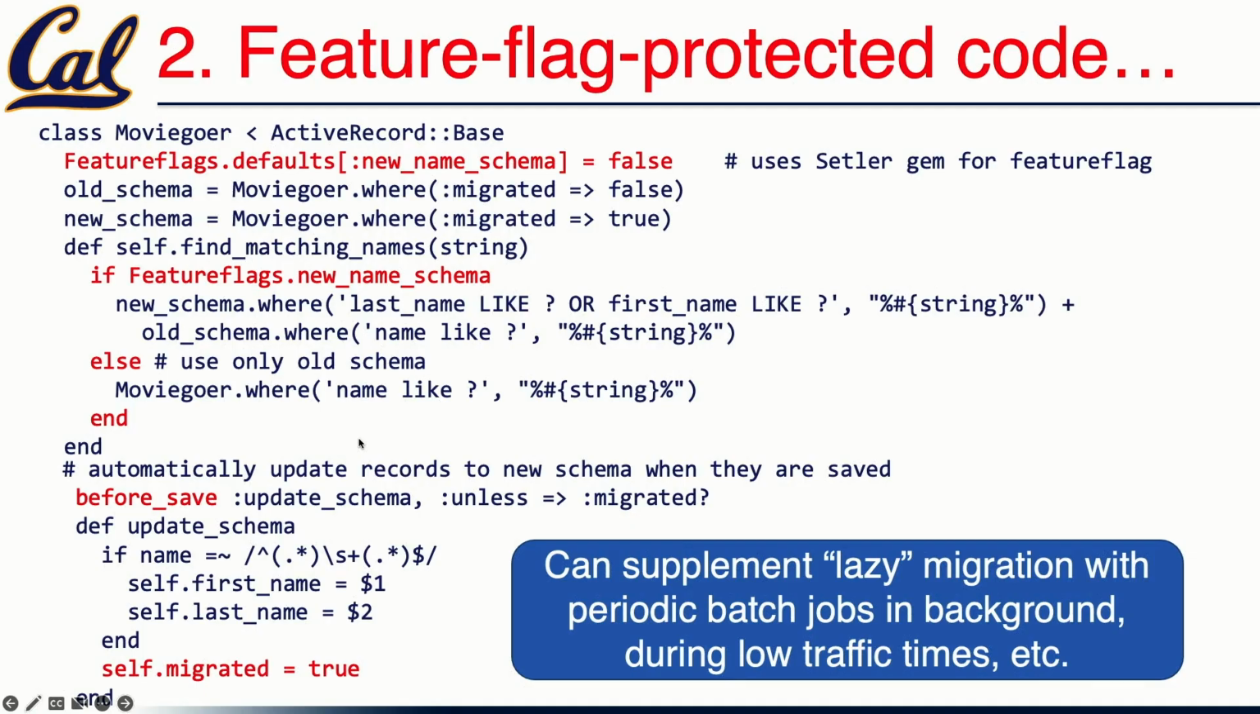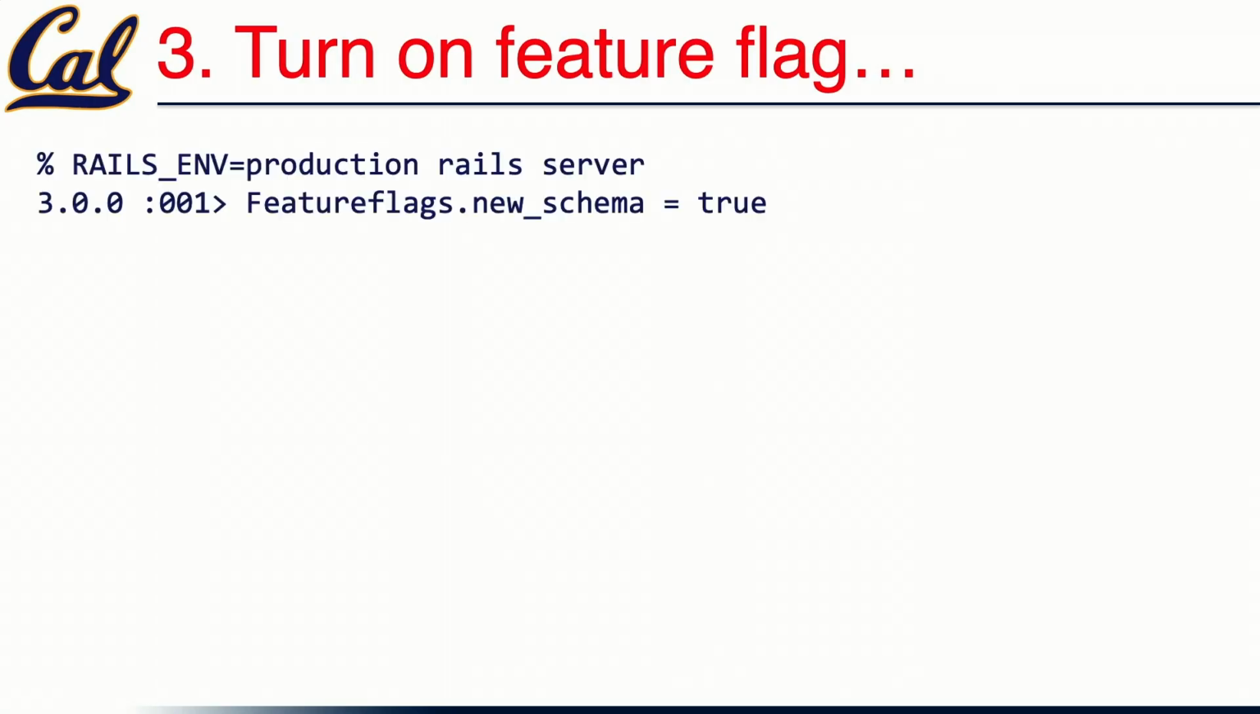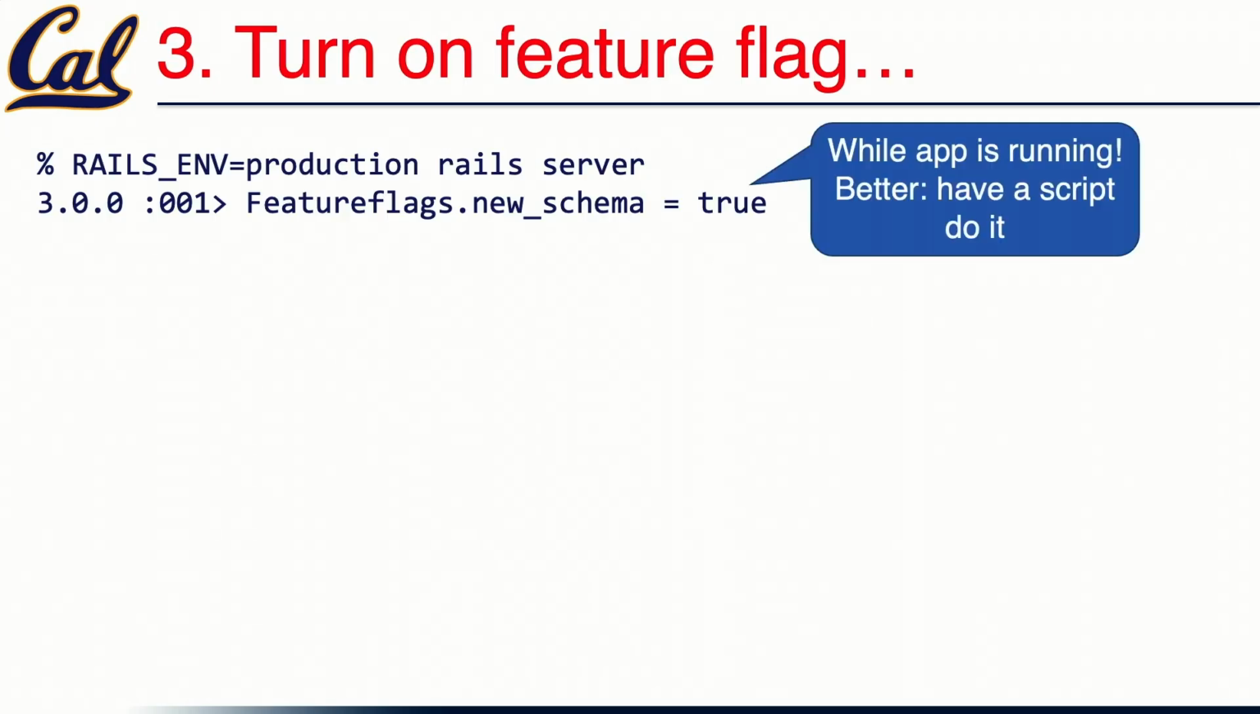Okay, so now comes the magic moment. Now we turn on the feature flag. The brute force way to do this is you log into something like your Heroku console and you just set the variable to a different value. It's probably better in practice to have a script that does this so that you can back out the change really easily. But the important point here is you do this while the application is running, right?